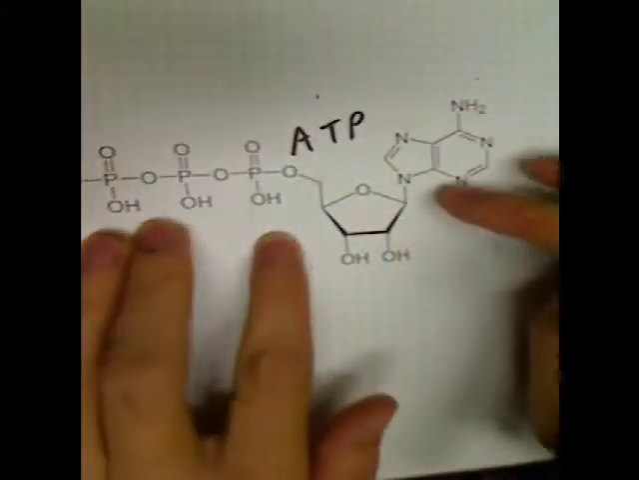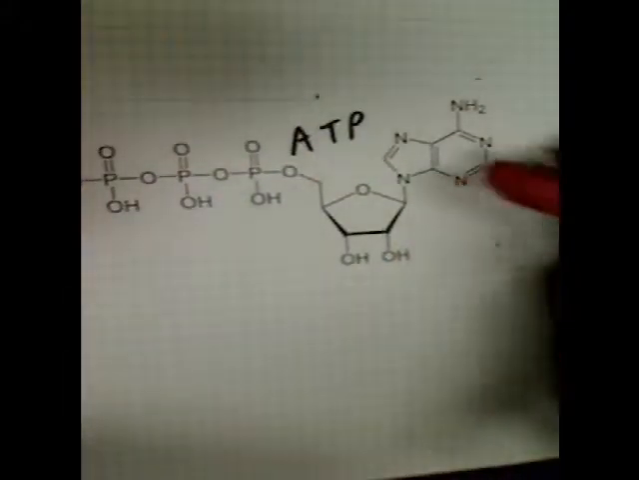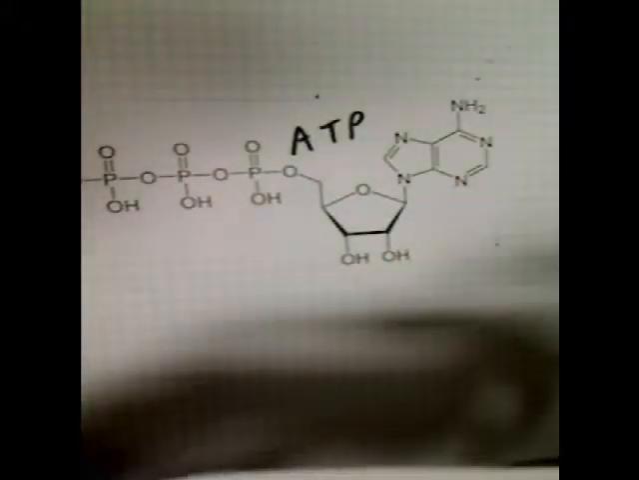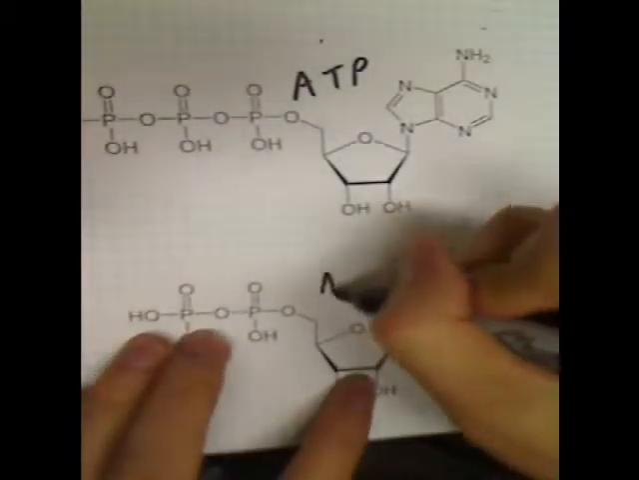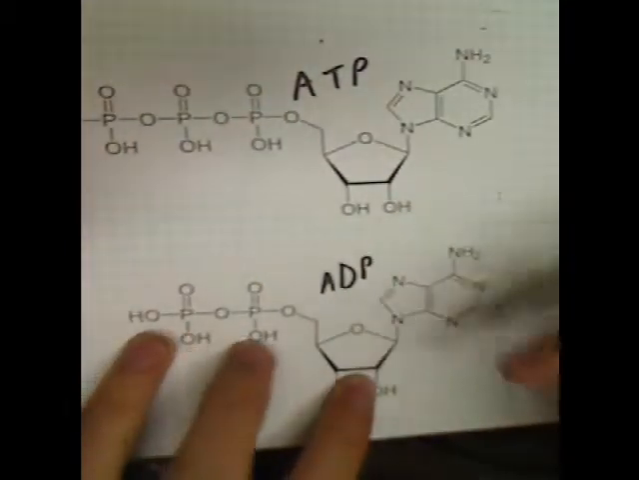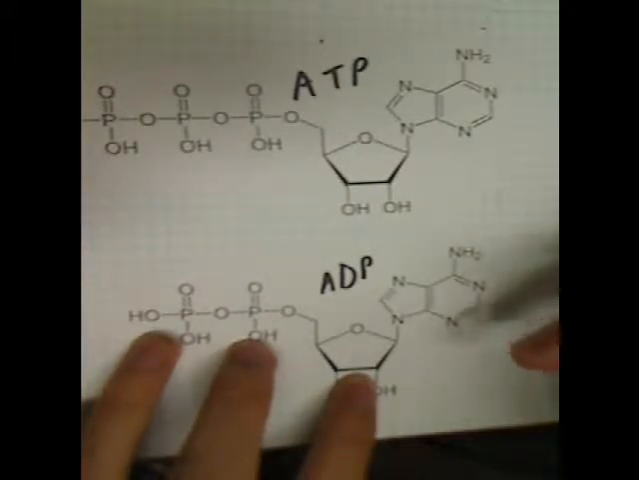Because these phosphate groups don't like each other. They're large and they're charged. They push against each other. And left to its own devices, ATP will revert to its low energy form, ADP, adenosine diphosphate, that just has these two phosphates on there.